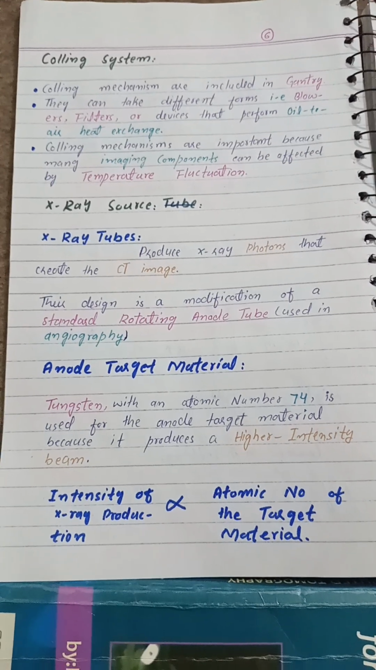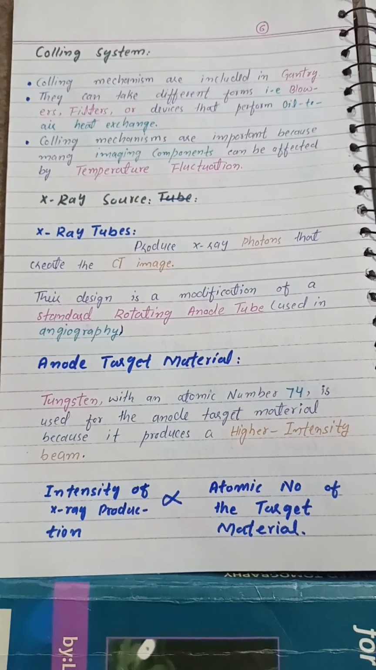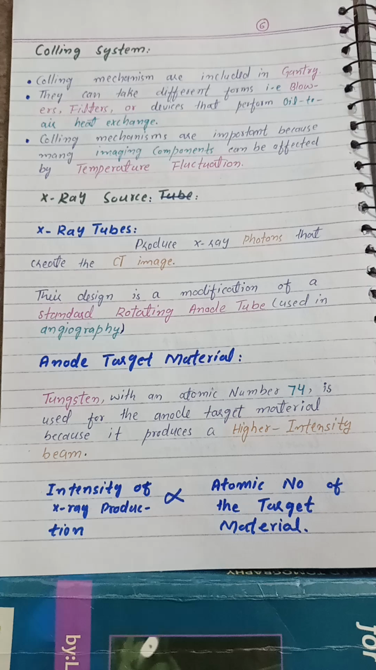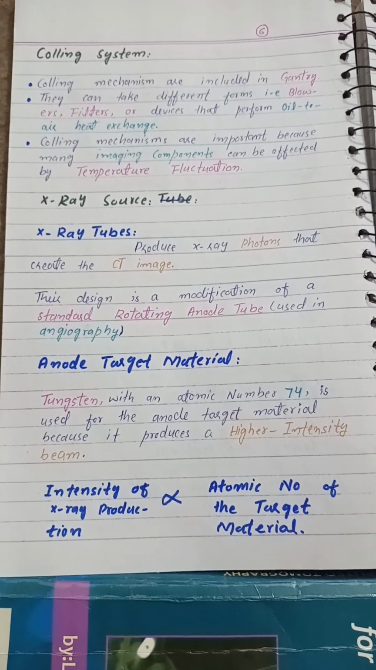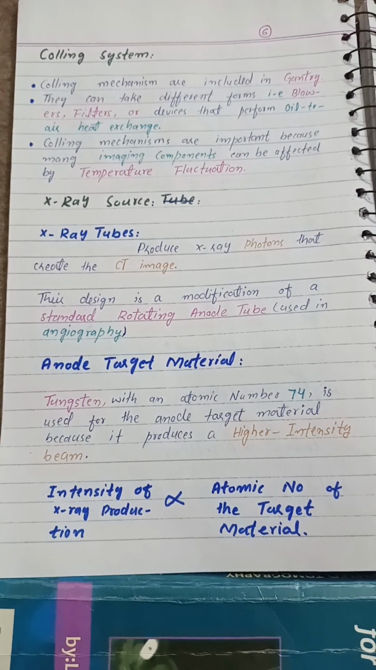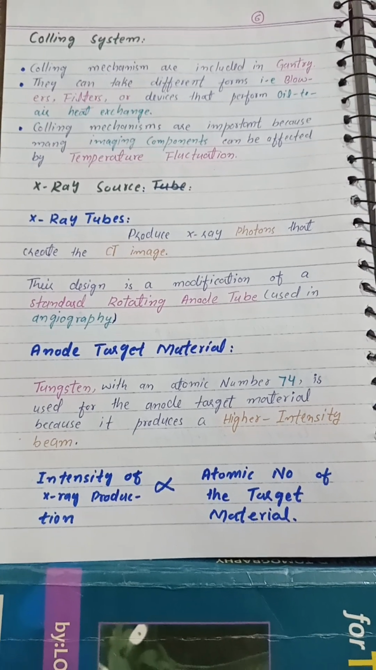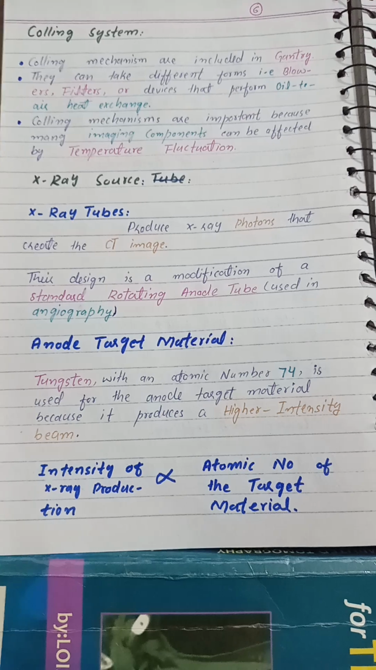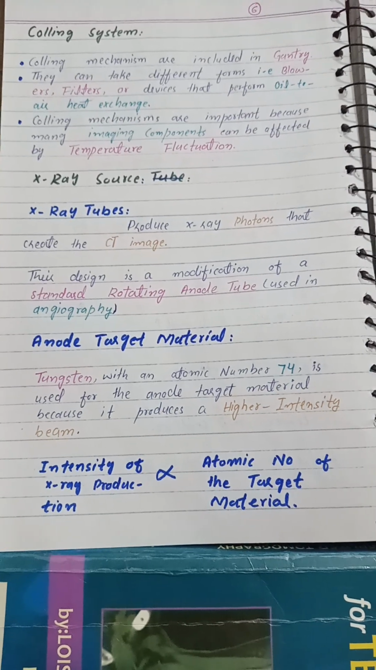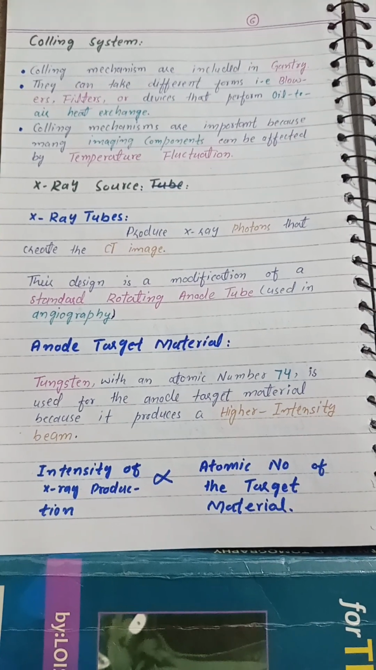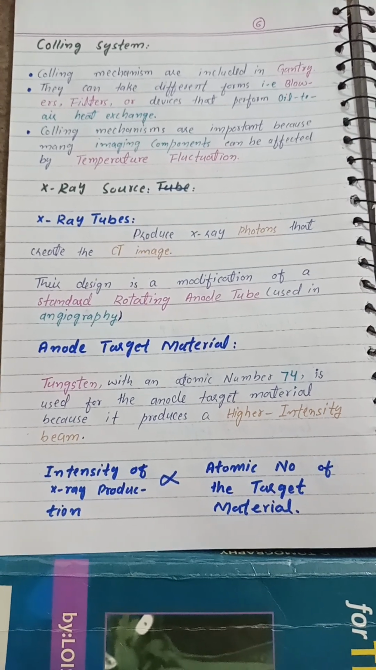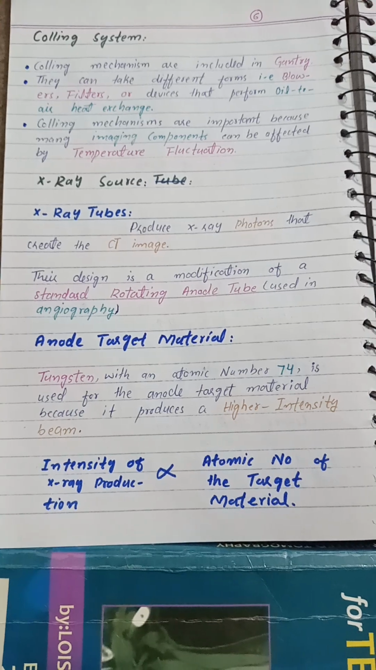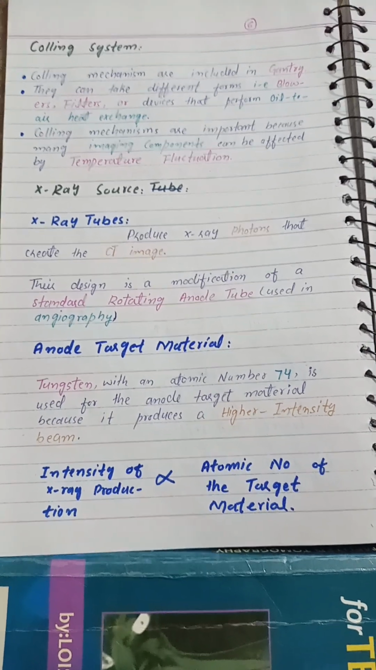X-ray source. X-ray tubes produce the X-ray photons that create the CT image. Their design is a modification of a standard rotating anode tube used in angiography. Anode target material: tungsten, with an atomic number of 74, is used for the anode target material because it produces a higher intensity beam. The intensity of X-ray production is directly proportional to the atomic number of the target material.